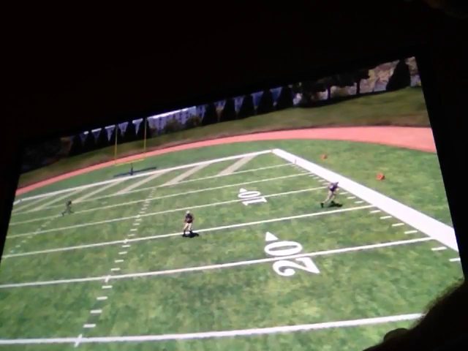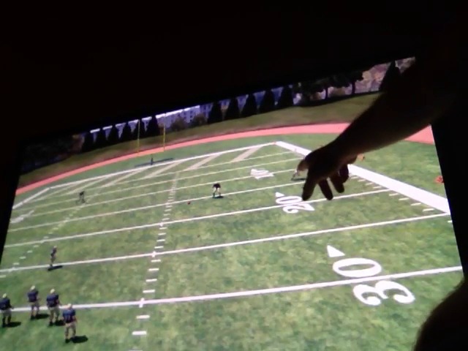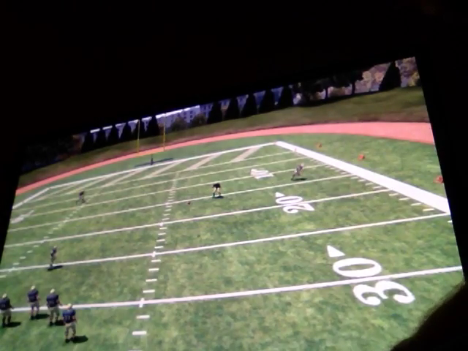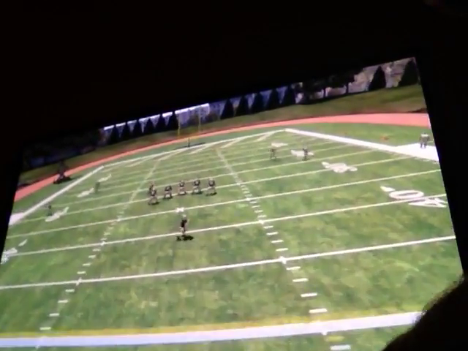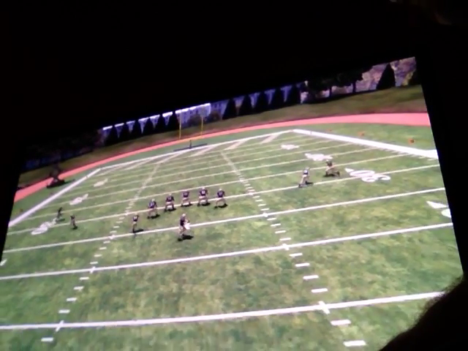Now, when we run drop switch, this guy right here should be coming back a little bit more, much like our outside receiver ends up doing here. This is drop switch here, though.